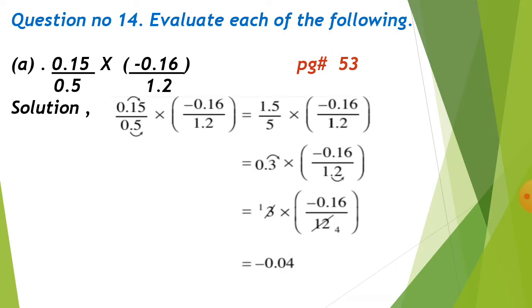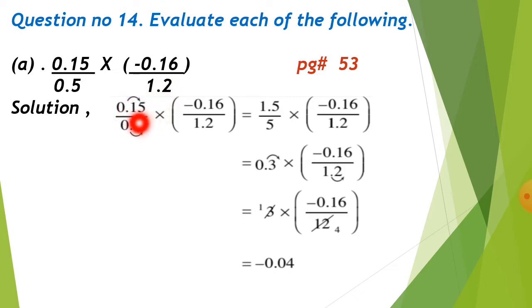Question 14 is there. Evaluate each of the following. A part is there. 0.15. Yesterday we have done in the week 9 part 2 class that this is also called decimal point. So 0 point, or you can say 0 decimal point 15 over 0.5 into minus 0.16 into 1.2.